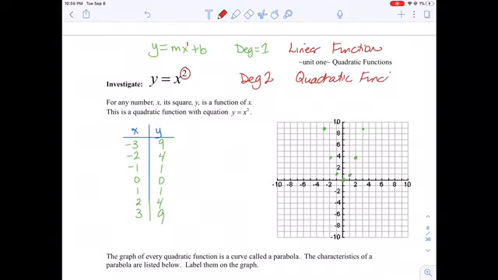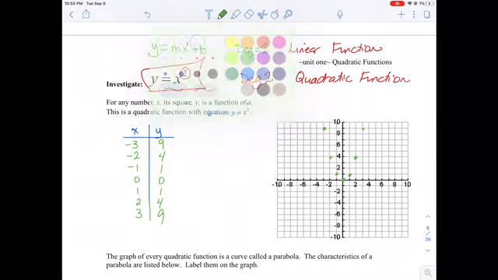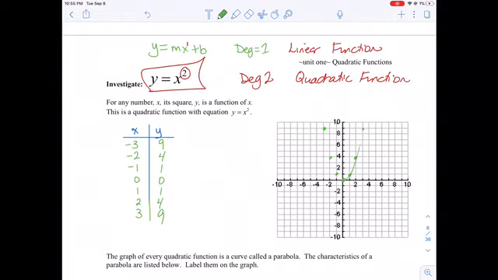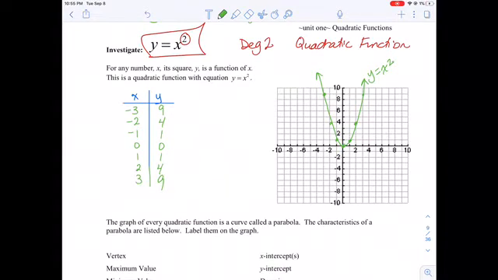And now this is our basic quadratic function of y equals x squared. Sometimes I've heard it called an identity function, so that's another thing we could call it. It's just the basic, simplest, raw quadratic function, y equals x squared. Now it says the graph of every quadratic function is called a parabola. The curve is called a parabola. The characteristics of the parabola are listed below.